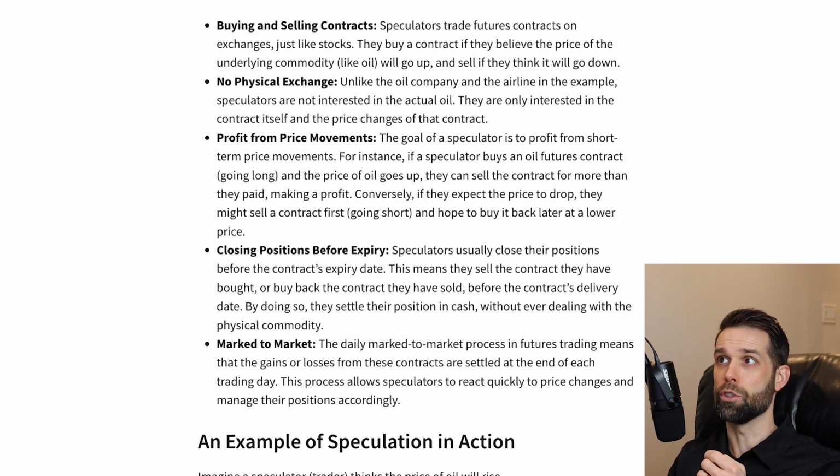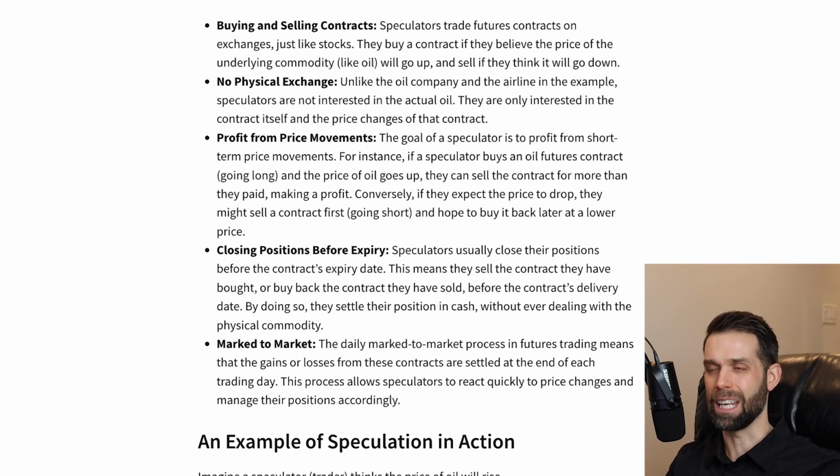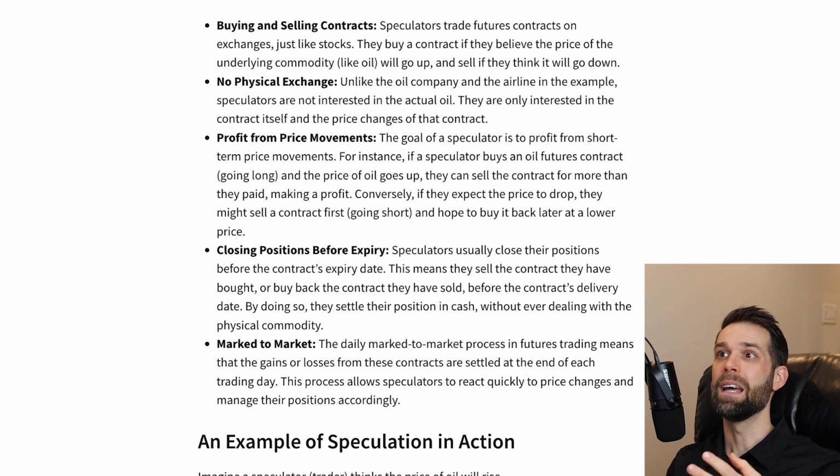Buying and selling the contracts, this is how it works. Speculators trade futures contracts on exchanges, just like stocks. There are various stock market exchanges like the NASDAQ where Tesla's traded, and the New York Stock Exchange where other big companies are traded. There's an exchange where futures contracts are traded. Us traders, we buy believing that the price of the underlying commodity, oil for this example, will go up, and we're going to sell if we think the price will go down. So there's no physical exchange. Unlike the oil company and the airline example, speculators are not interested in the actual oil. They're only interested in the contract itself and the price changes of that contract.